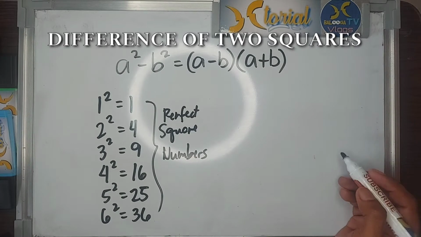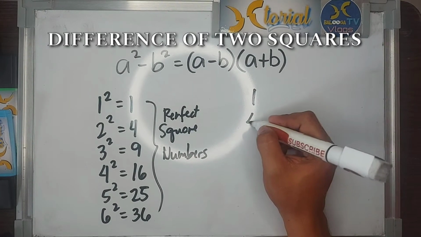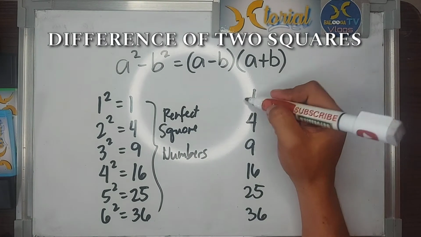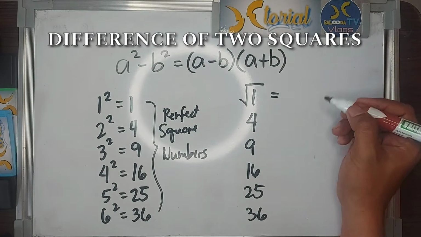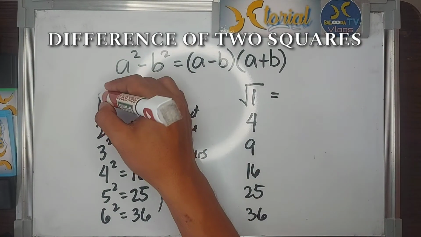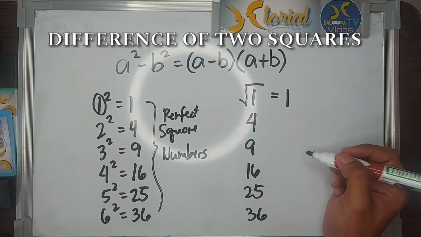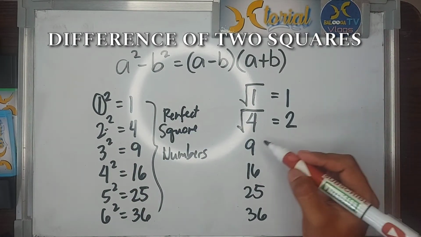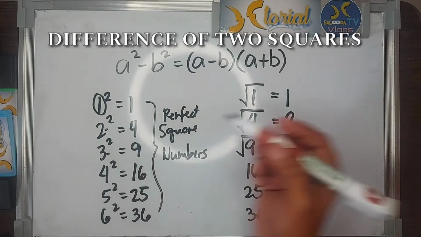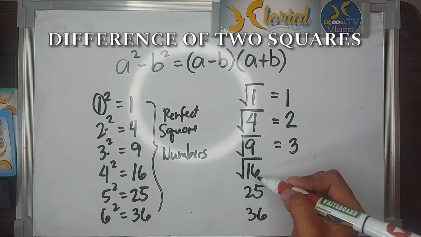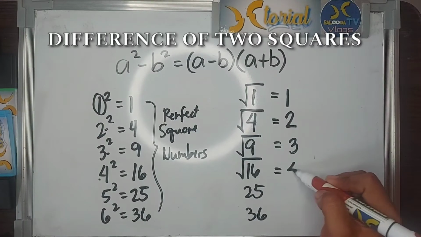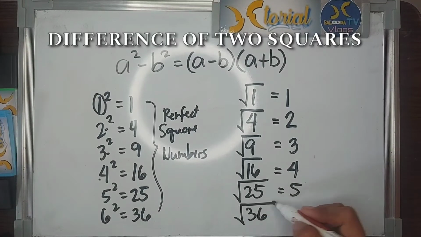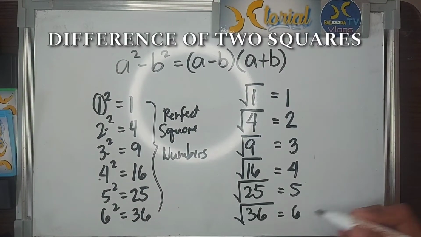Next, kung kukunin naman natin yung square root, okay, so punta naman tayo sa 1, 4, 9, 16, 25, 36. Kung kukunin natin yung square root or yung pinanggalingan niya, we have 1. So the square root of 1 is 1. The square root of 4 is 2. The square root of 9 is 3. The square root of 16, 4. And the square root of 25 is 5. And the square root of 36 is 6.